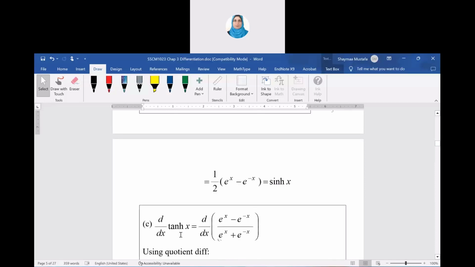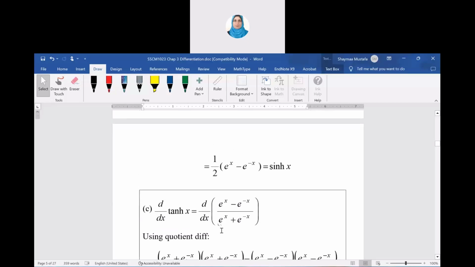Now how can I find the derivative for tanh x? Same as I did for cosh and sinh. I will start from the definition of tanh x. Tanh is equal to sinh over cosh, so it is equal to (e^x minus e^(-x)) over (e^x plus e^(-x)). Now I have a division between two functions, so I will apply the division rule.